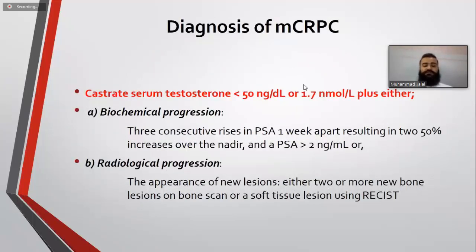Diagnosis of metastatic castrate-resistant prostate cancer. Castrate serum testosterone less than 50 nanograms per deciliter or 1.5 nmol per liter, plus either biochemical progression, which means 3 consecutive rises in PSA, 1 week apart, resulting in a 50% increase over the nadir and a PSA more than 2 nanograms per ml, or radiologic progression, which shows the appearance of new lesions, either 2 or more new bone lesions on bone scan or soft tissue lesions using RECIST.